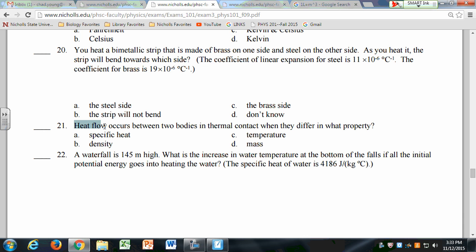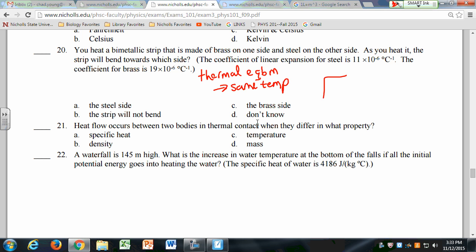Let's see. Heat flow occurs between two bodies in thermal contact. They differ in what property? If I have heat flow between two objects, how are they different? Nope, not specific heat. Temperature, right. That's the zeroth law, right? That I have heat flow between two objects of different temperature. And remember, thermal equilibrium occurs when they are at the same temperature.